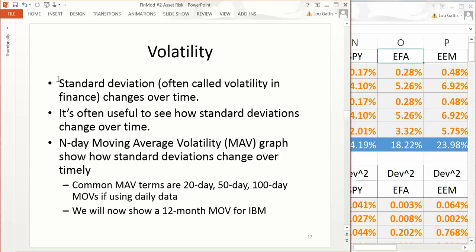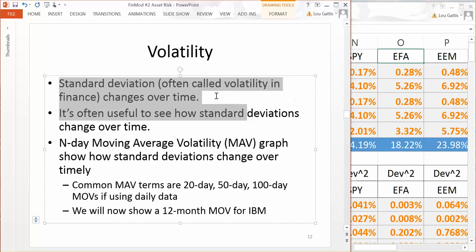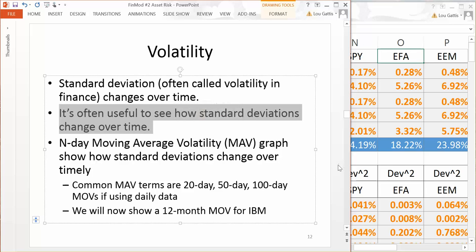All right, also in this lecture, I just want to warn you, I use the word volatility a lot, and it's synonymous with standard deviation. So when I'm talking about volatility, I'm talking about standard deviation. Also, I want to talk about how standard deviations move over time.